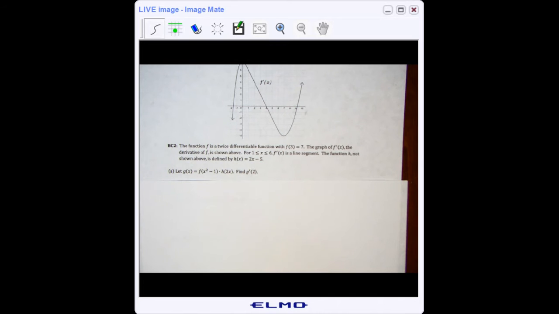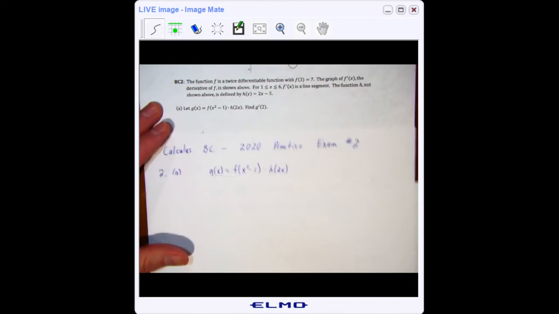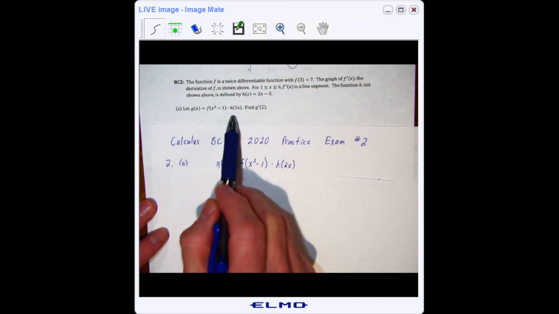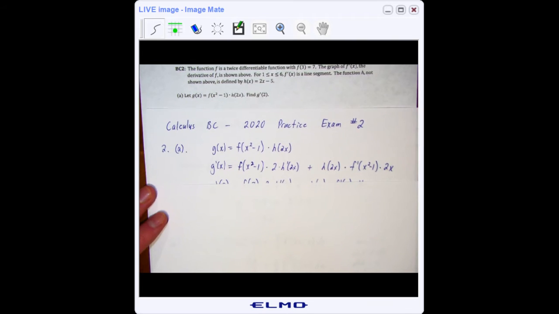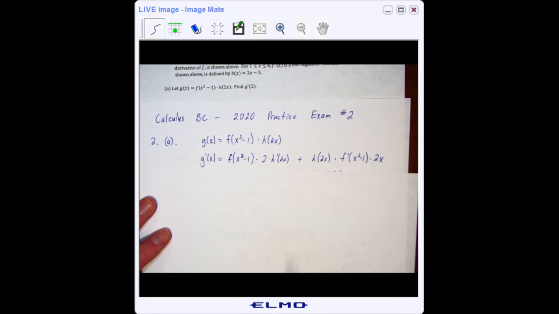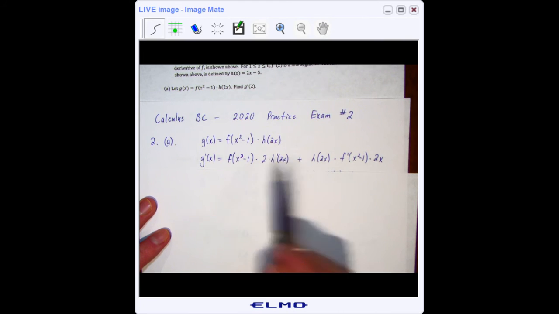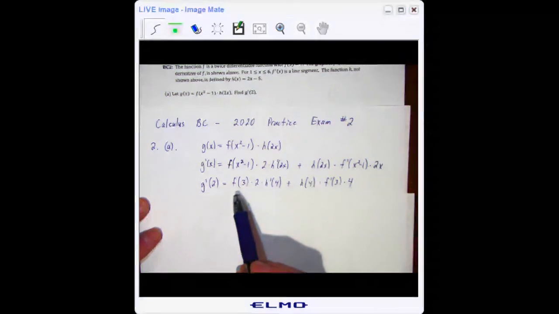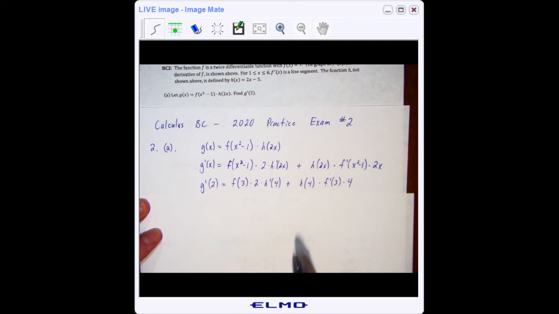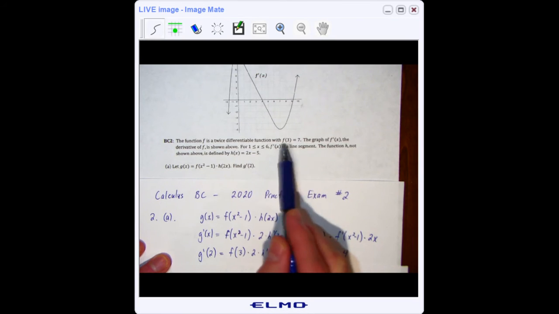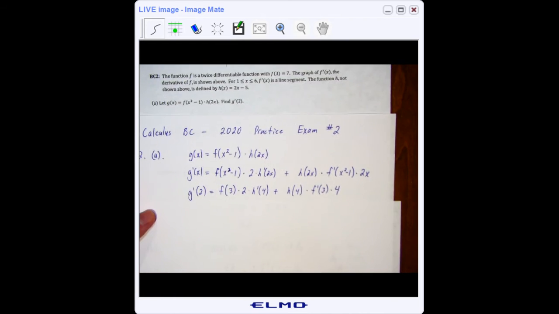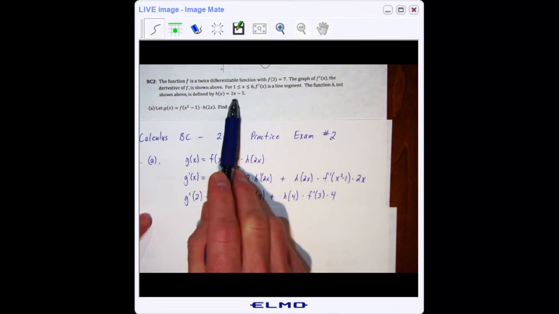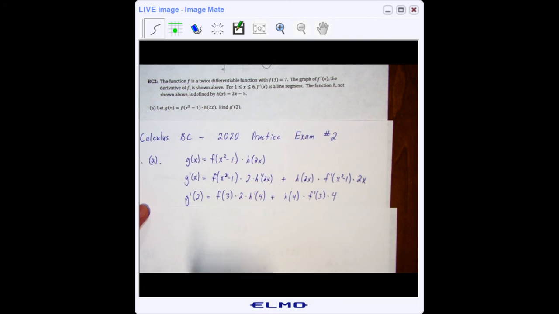Okay, so part A. This was hopefully an easy one. Just find the derivative of g at 2, where g of x is f of x squared minus 1 times h of 2x. So just do the product rule, u dv plus v du. Just be careful with the chain rule. Each time you do the du and the dv, do the chain rule. And then plug in 2. You can get f of 3 and f prime of 3 from the graph. Or I'm sorry, f of 3 is given. f prime of 3 you get from the graph, and then h of x and h prime is using the 2x minus 5 that's given there.